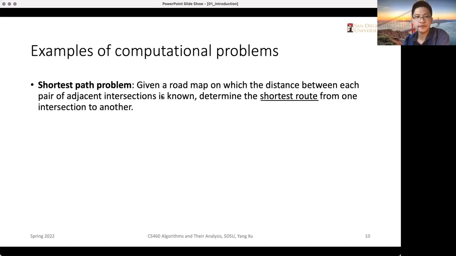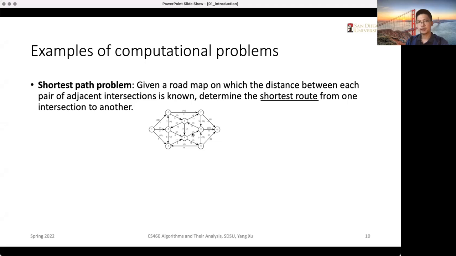Next page, we still have some other problems. Okay. So for example, here we mentioned the shortest path problem, right? It happens basically every day when you take out your phone to find the way to a destination, right? So we have quite efficient implementations for finding the shortest route or shortest path problems already.